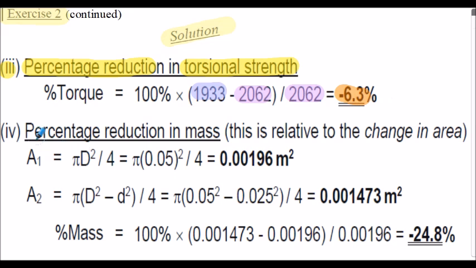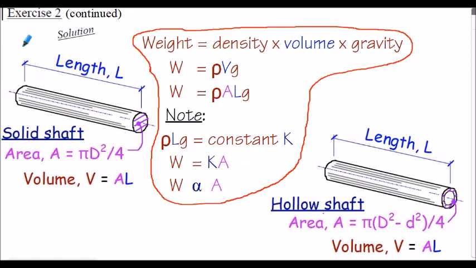Let's next consider the percentage reduction in mass or weight, and we know that this is relative to the change in cross-sectional area between the hollow section and solid section shaft. Exercise 2, solution continued. Just to show you that relationship here. This little calculation relates to whether the shaft is a solid section or a hollow section. I'm considering the weight here.